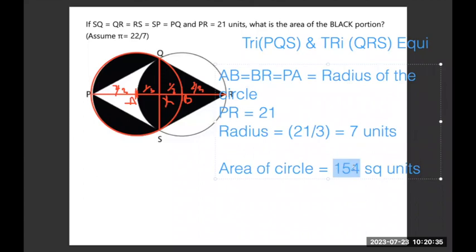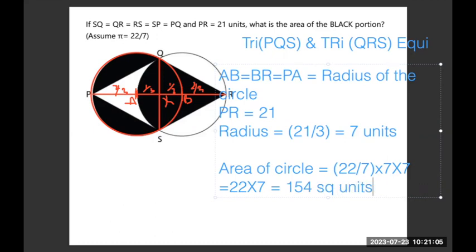See, okay, chalo, I'll just write that, okay? Radius will be 22 by 7 multiplied by 7 multiplied by 7. Now 7 is at the bottom, 7 is here. Both the 7 will cut. So area will be equal to 22 into 7, which will be equal to 154 square units. Is this clear? Any doubts anybody has in this?